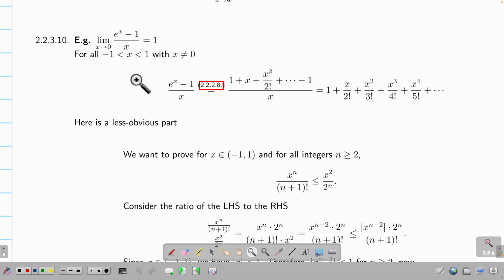How do you prove this? You can say, I just use L'Hospital's rule. Then this one is easy. Let's see how you prove this without using L'Hospital's rule.